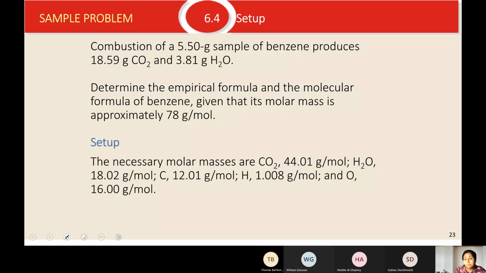In your PowerPoint slides, there is another example given, and the setup and the solution were also given. So please practice these questions. That would be very useful when you are studying for your quiz from this chapter 6.